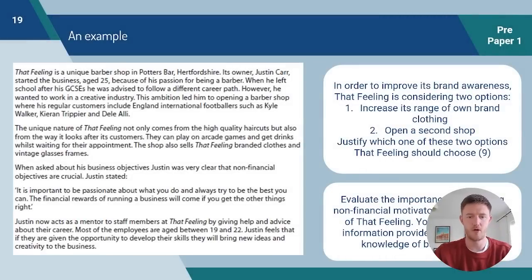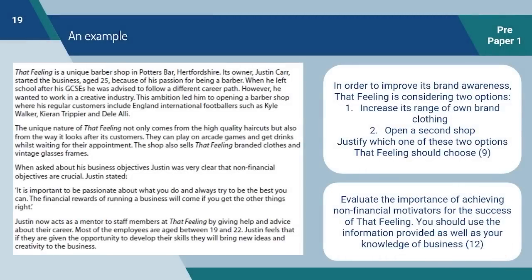So if we have a look at this one as an example, this was from a section C. So we've got the 2 questions. We've got the 9 marker and we've got the 12 marker. I'm not going to read through the entire thing, but just to show you what you could do here. For this first question, we're going to highlight this in red. The second question, we're going to highlight non-financial motivators in yellow. So Potter's Bar in Hertfordshire, that's the site of their existing shop. So when you open the second shop, you could talk about expanding beyond just Potter's Bar.